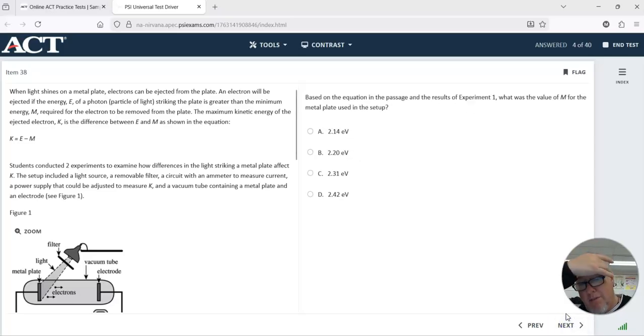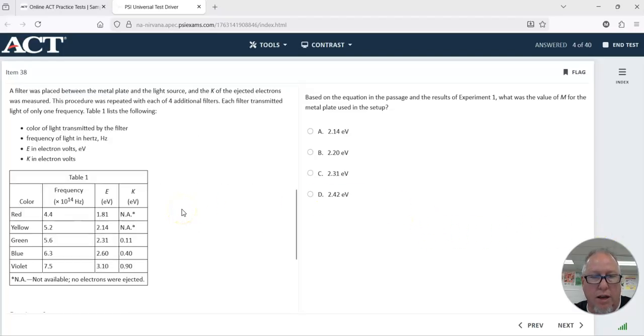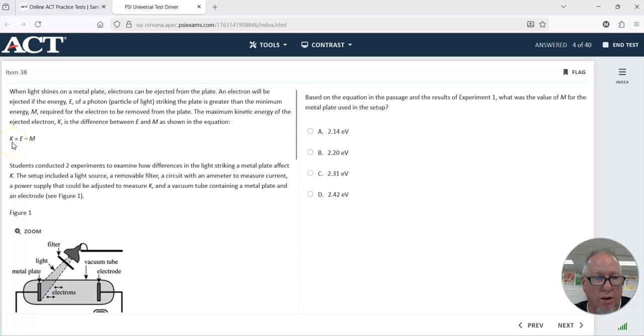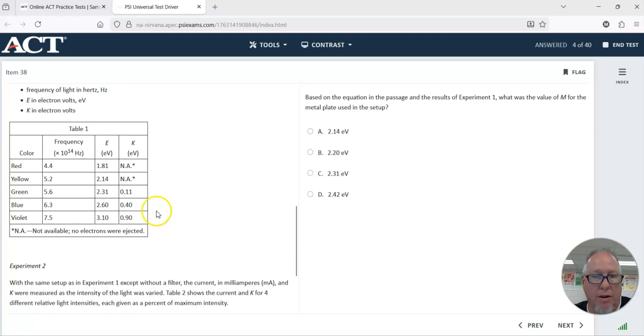This is the last one that I found for doing any kind of simple math. On this one, you have to look. They give you some things about the setup. Here is a basic equation right here. K equals E minus M. So if you come down here, K is equal to E minus M. A little bit of quick rearranging of that equation would allow you to do the simple math you need to do in order to figure out the value.